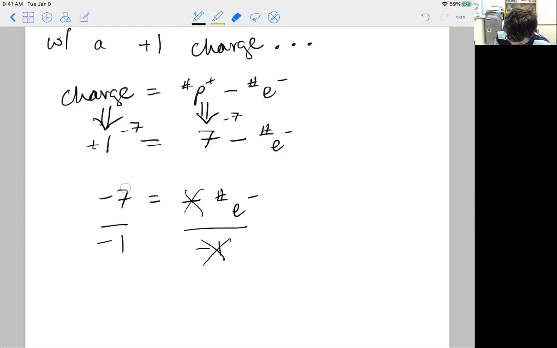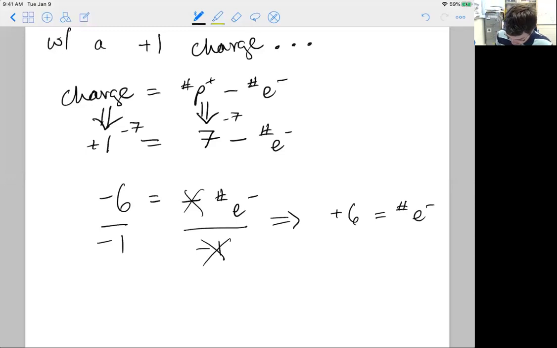Excuse me, small typo here, -6. Now -6 minus 1 tells us that we have +6 equals the number of electrons. The number of any subatomic particle should be a positive number, because you can't have negative subatomic particles. So the number of electrons is equal to 6.